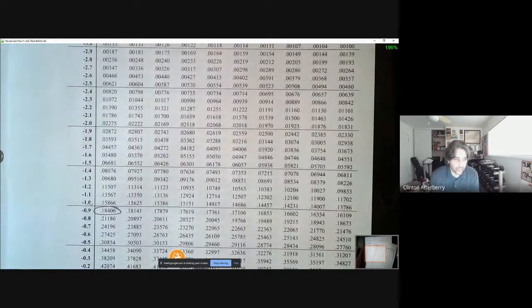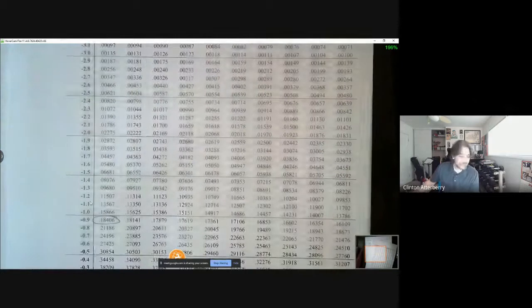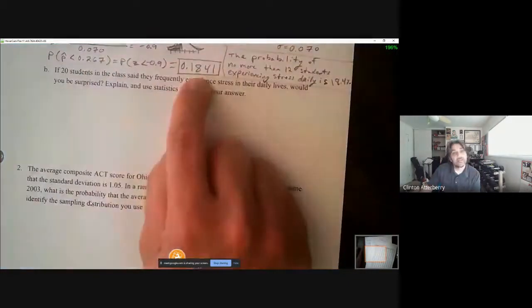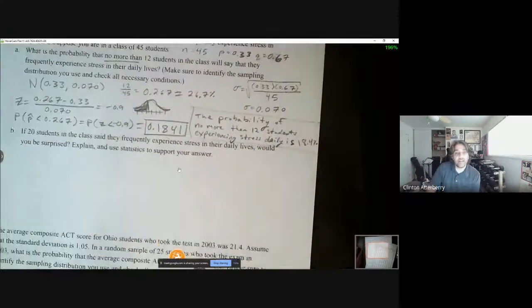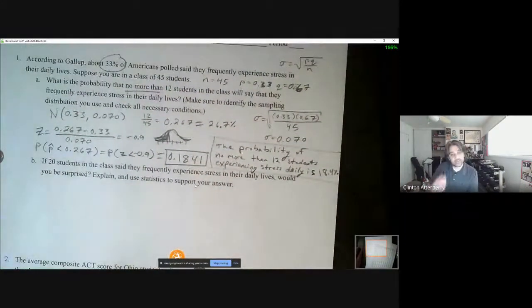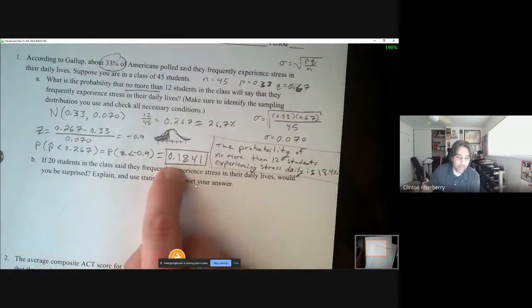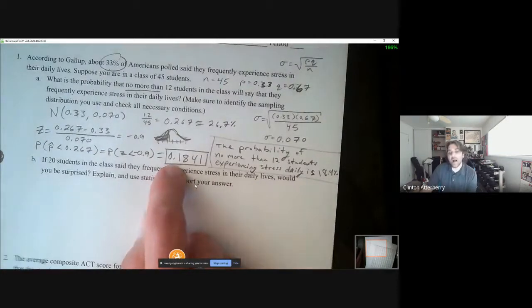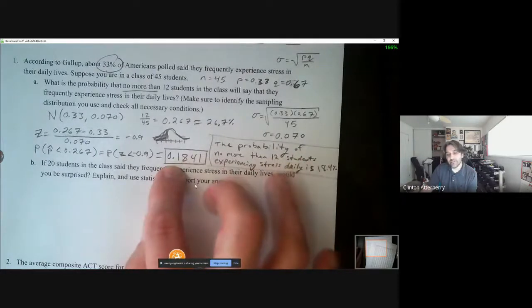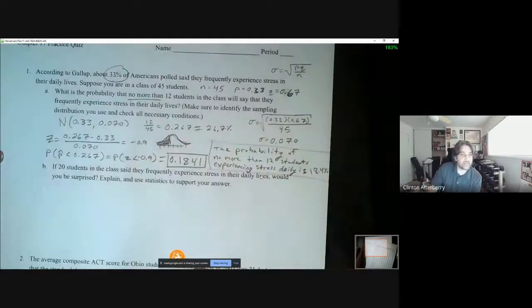You can write that full number out. I kind of like 3 or 4 decimal places personally when I do this stuff. I think the book has a z-table that goes to 4 places instead of 5, so I went ahead and went to 4 places, 0.1841. Then I answered it in a complete sentence. The probability of no more than 12 students experiencing stress daily is 18.4%. Because this number was a pretty number, I wrote it as a percent, but if it was like a 0.00 something, some crazy number, then I might just write the decimal version, which we might see later in this practice quiz.